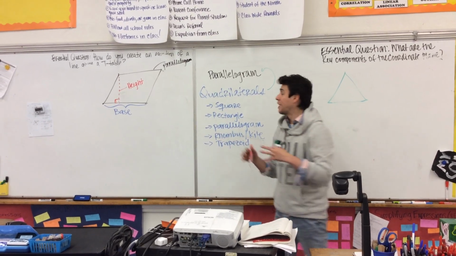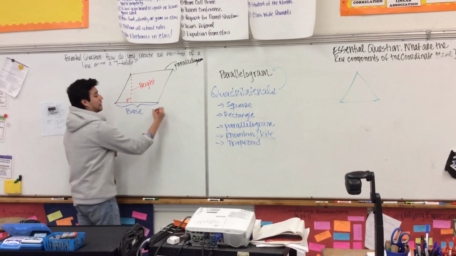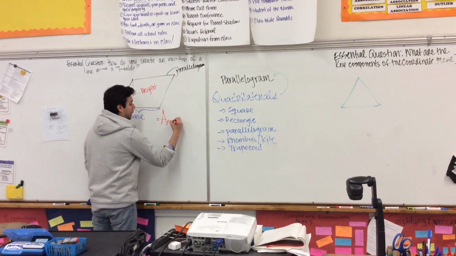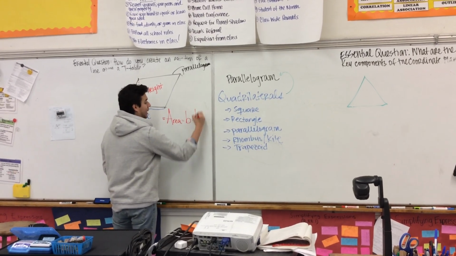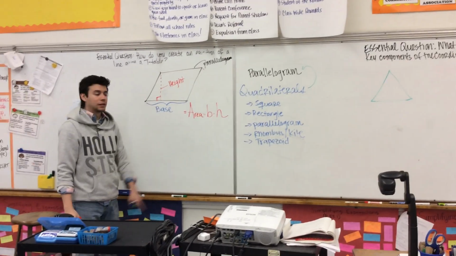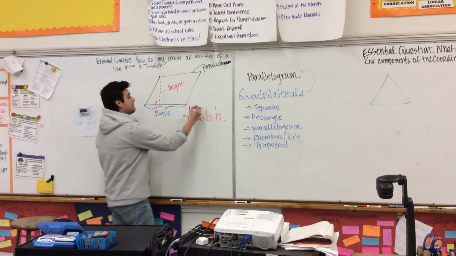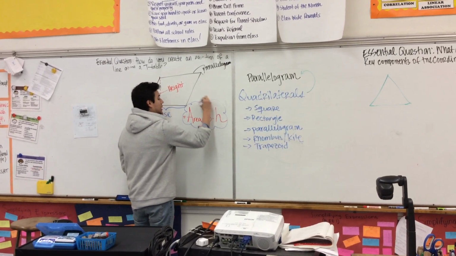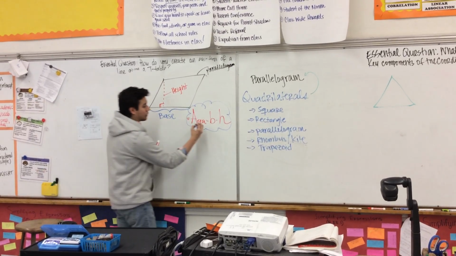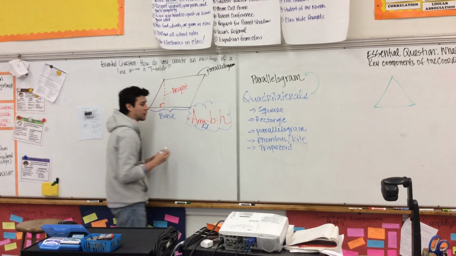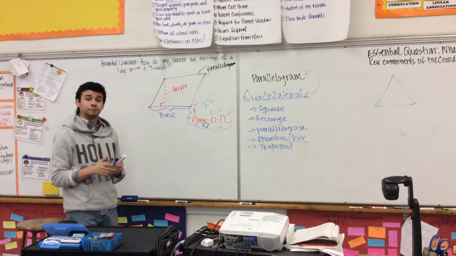The formula that you need to memorize for a parallelogram is this. The area of a parallelogram is given by base times height. B for base, H for height. Memorize this, please. I like drawing a little tiny parallelogram right there. The area of a parallelogram is equal to base times height.